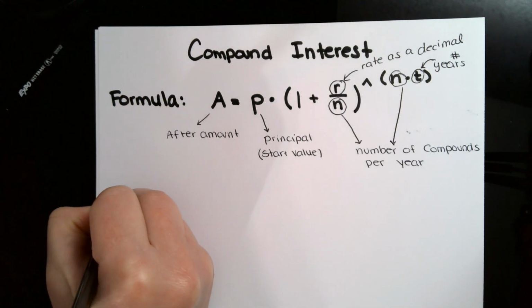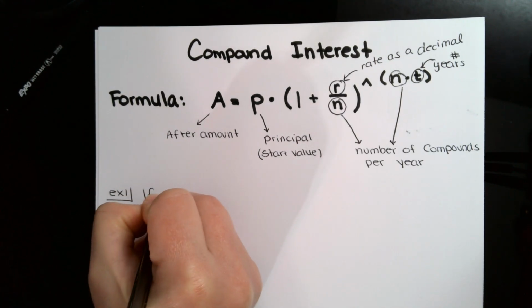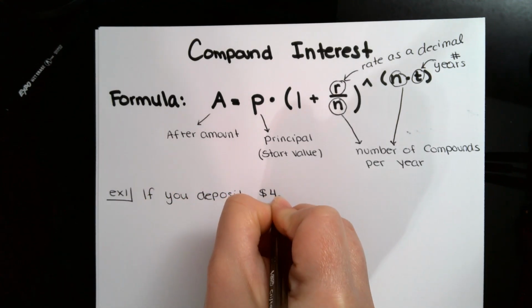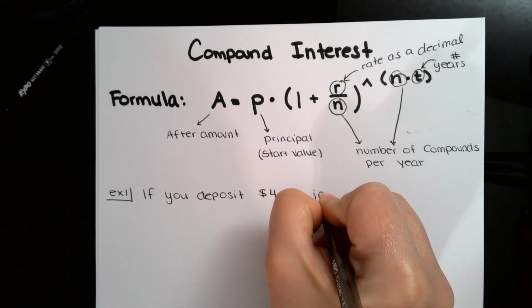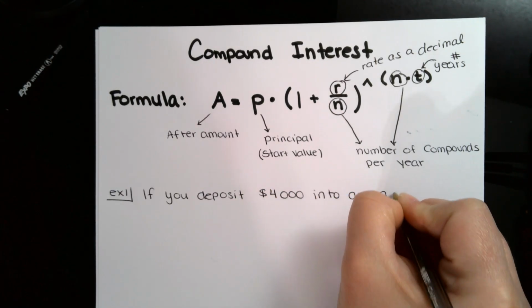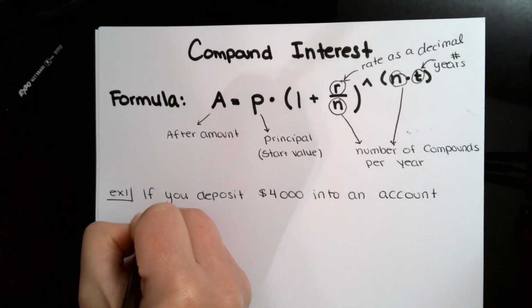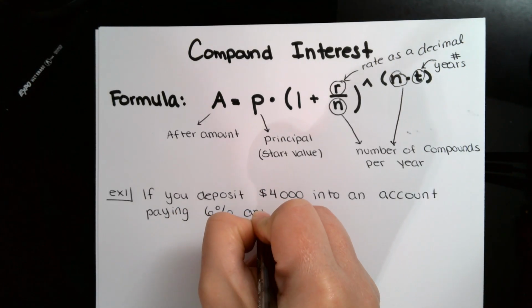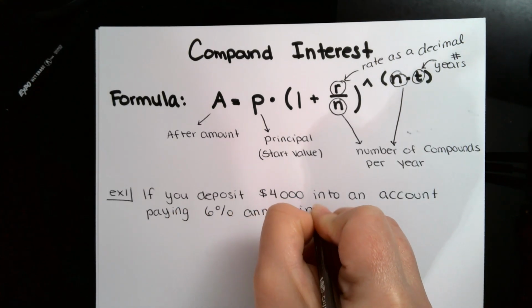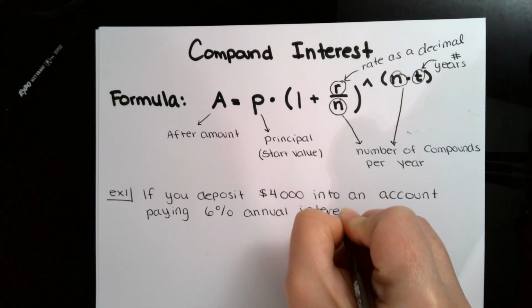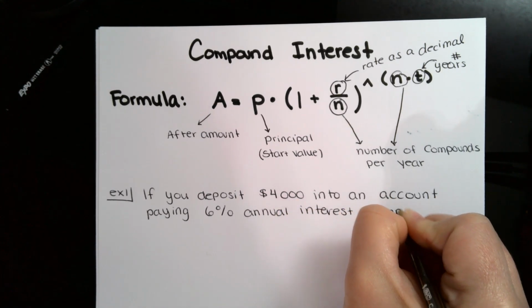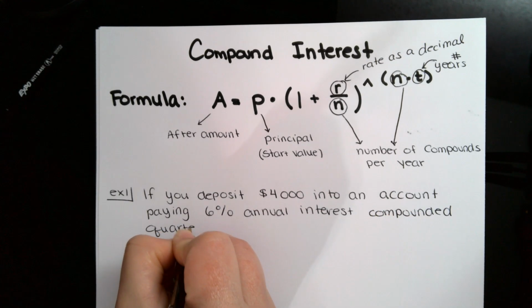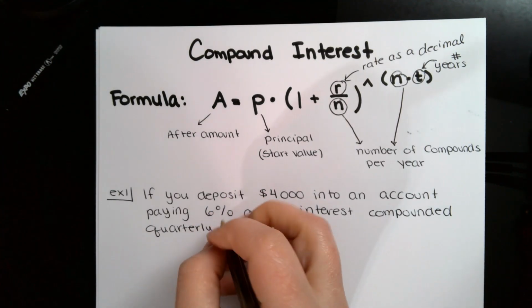Example number 1. If you deposit $4,000 into an account paying 6% annual interest compounded quarterly, how much money will you have in 5 years?